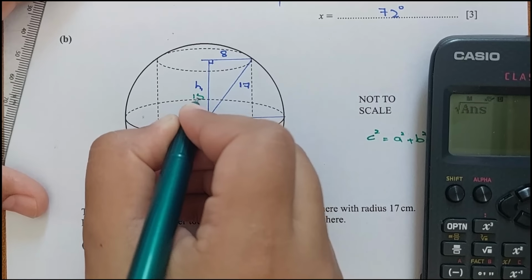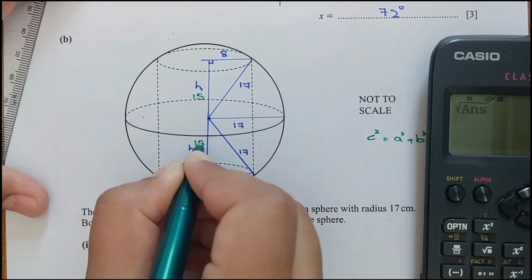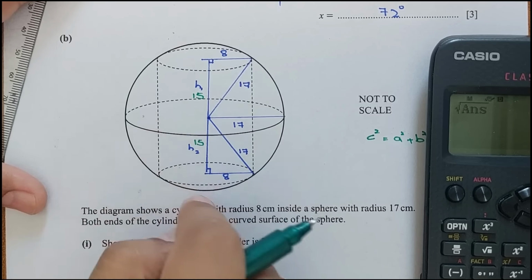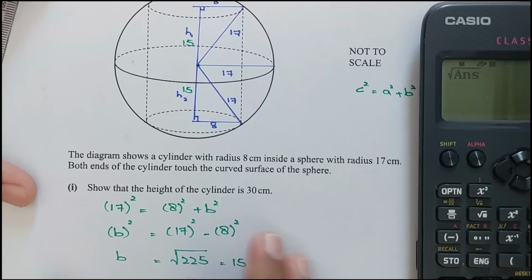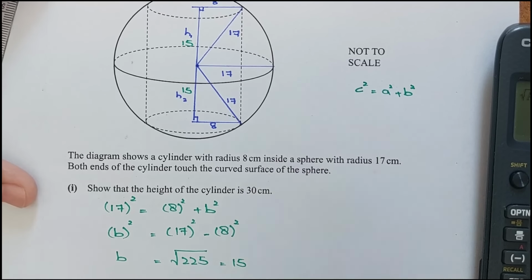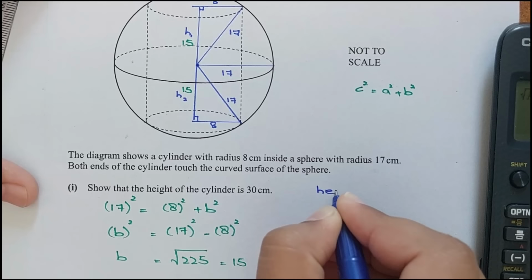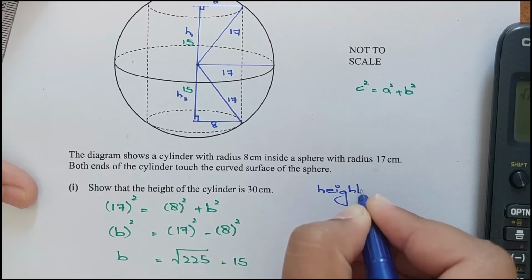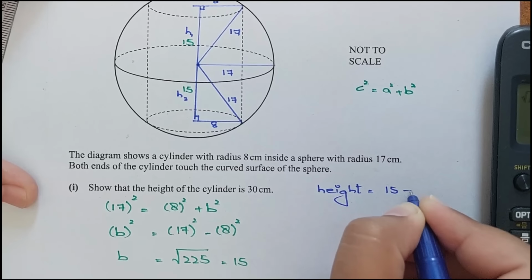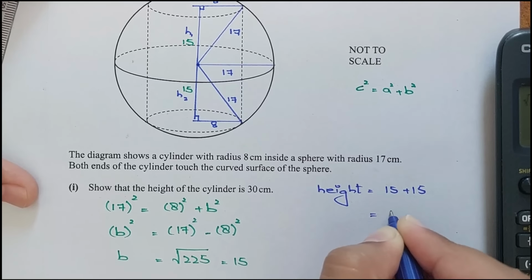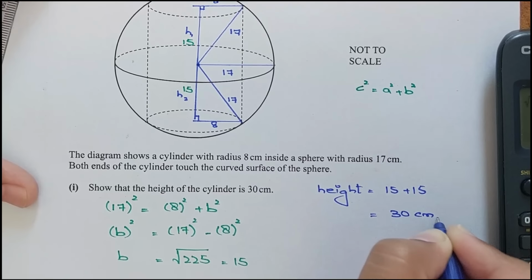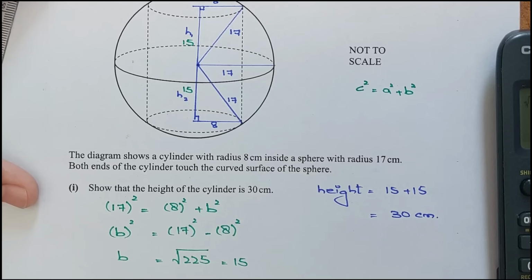So b is basically h1. This h1 is 15, and this is also 15, because both are the same. What is the height of the cylinder? The height of the cylinder is the sum of h1 and h2, which is 15 plus 15, that is 30 centimeters. So we have shown that the height of the cylinder is 30 centimeters.